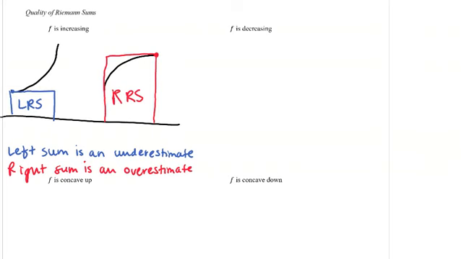Okay. What else was I going to say? Oh, a trapezoid sum, we really can't tell, right? It would be tough to say. It could be an overestimate, it could be an underestimate. So we'll come back to that.